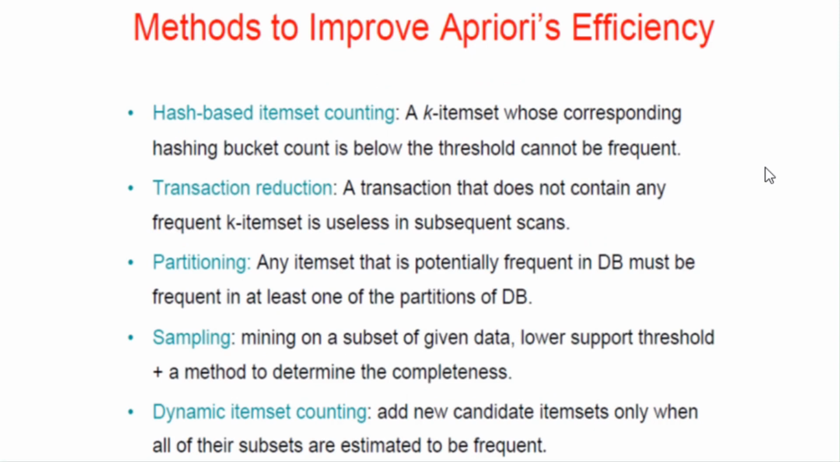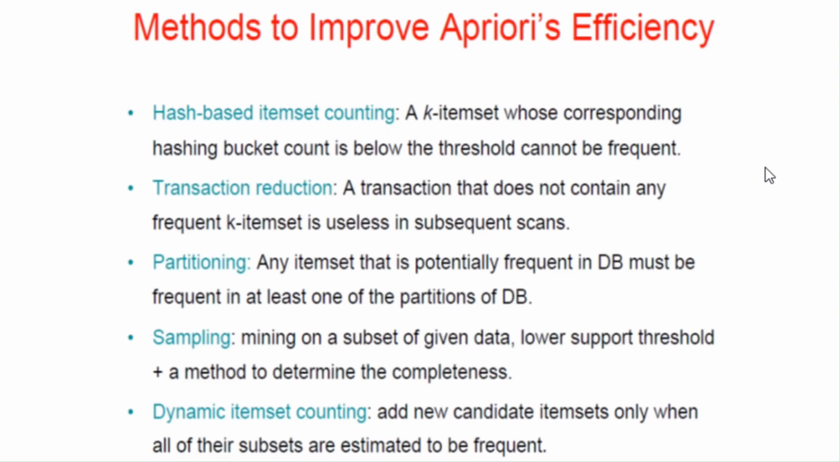Since we have already understood the Apriori algorithm through a numerical example, now let's look at the methods to improve Apriori efficiency. The very first method is hash-based itemset counting, because a k-itemset whose corresponding hashing bucket count is below the threshold value cannot be frequent. The next method is transaction reduction.